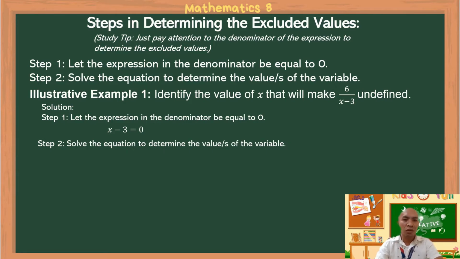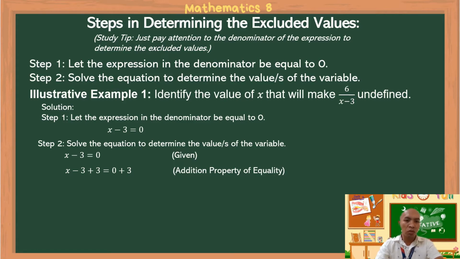So our task now is to solve for the value of x that will make the equation in step number 1 equal to 0. So this is our given equation. We are going to apply our skills in solving a linear equation in one variable. So we have to recall the addition property of equality. What we are going to do is isolate the variable at the left side of the equation. So negative 3 must be removed or become 0.